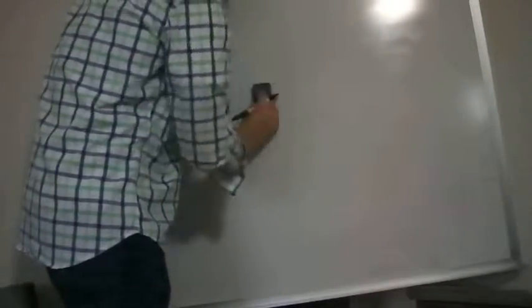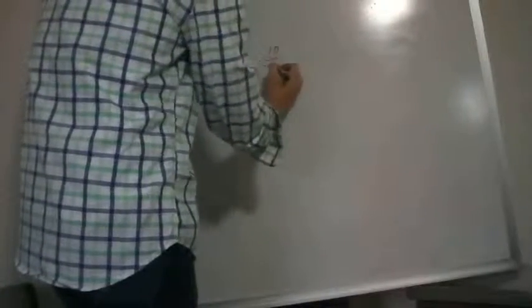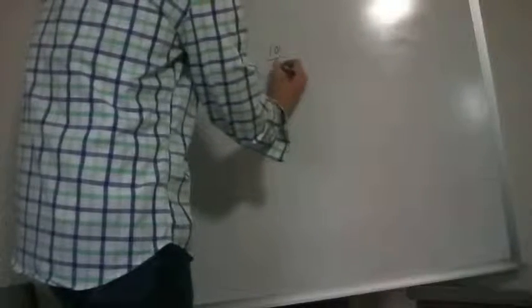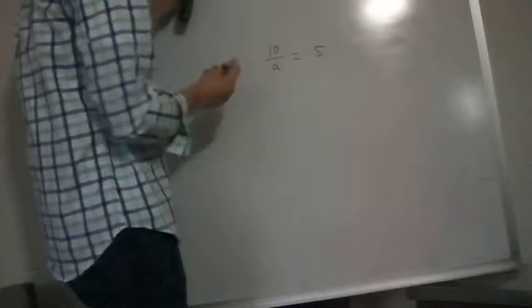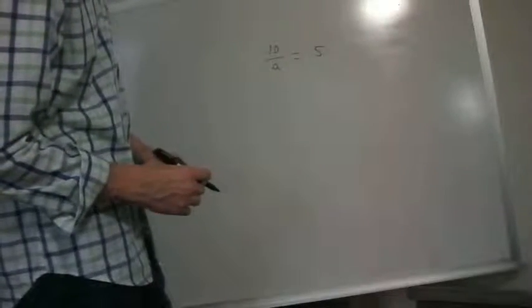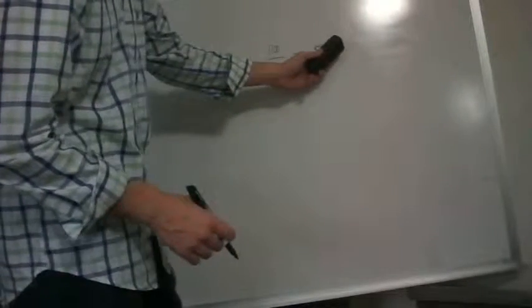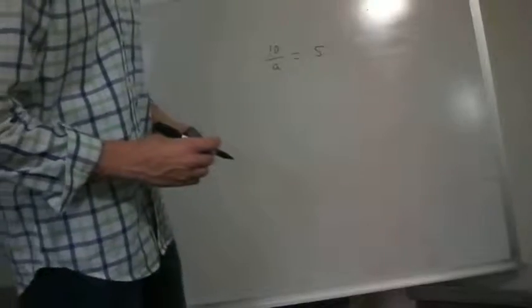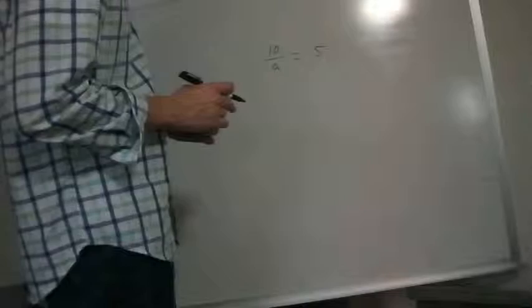We can do the same thing with division. If I have 10 divided by a equals 5, this one is going to be a little bit trickier because notice 10 is just being divided by a. So in this case, in order to get a isolated, I'm going to have to move a to the other side. Otherwise, a will remain in the denominator, and I will be left with 1 over a.